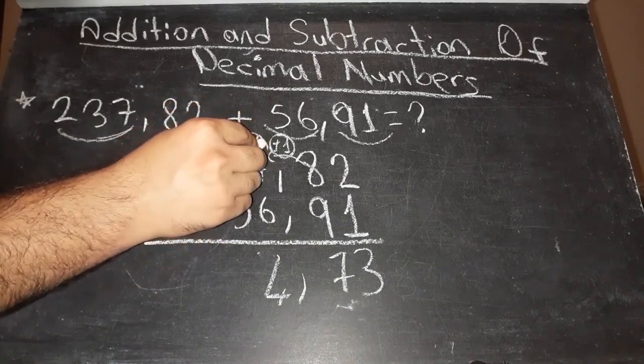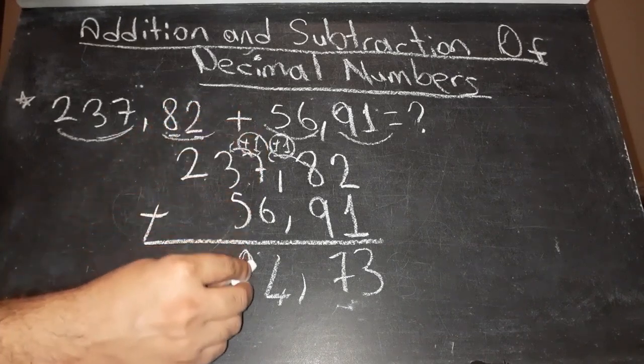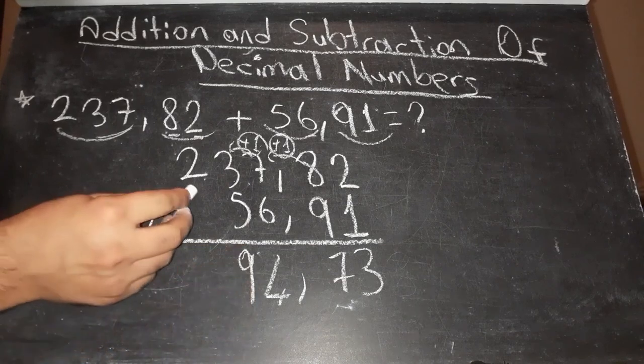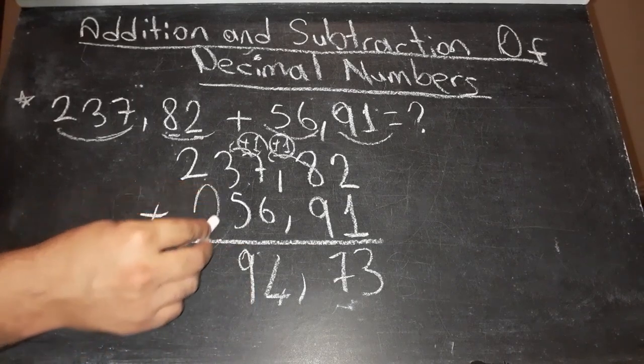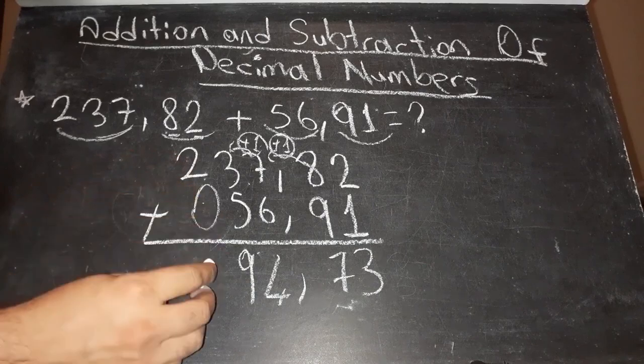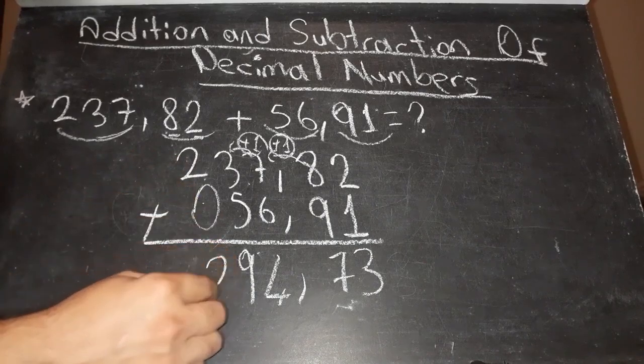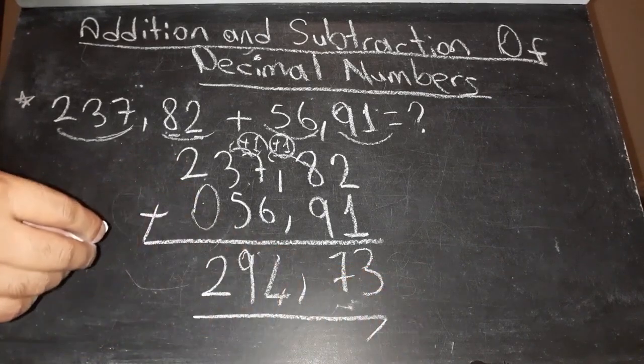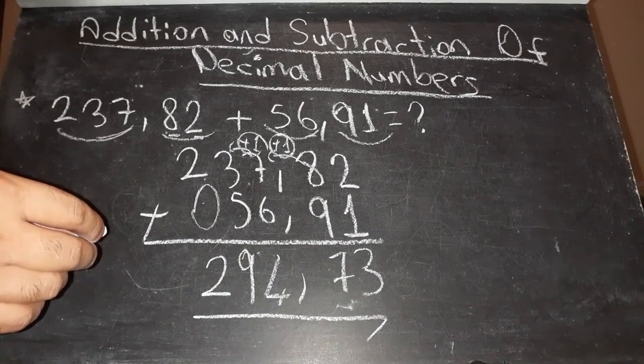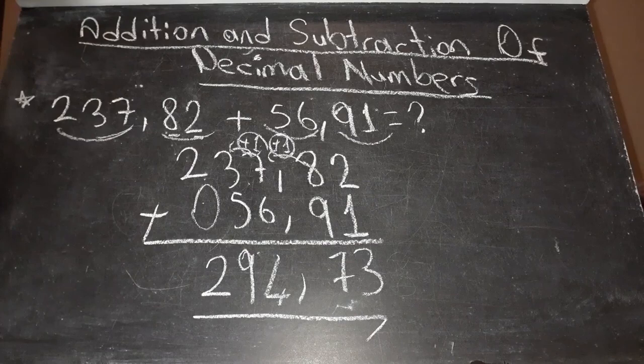3 plus 1, 4 plus 5, 9. And there is no number, that means this is 0. 2 plus 0, which is going to be 2. That will be your final answer, 294,73. Right? Okay, so let's have a look at another question.